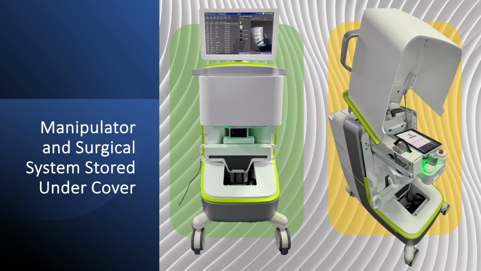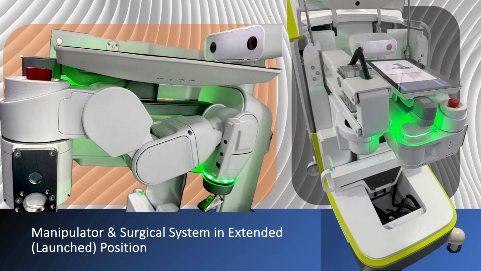The robot is stored attached to the manipulator arm beneath the cover of the console. This is the robot's storage state. The workstation, along with the manipulator and surgical system, is moved to the extended position, also known as launched position.